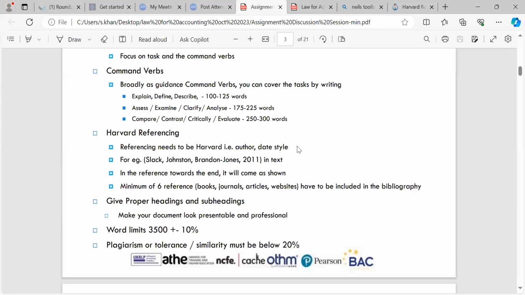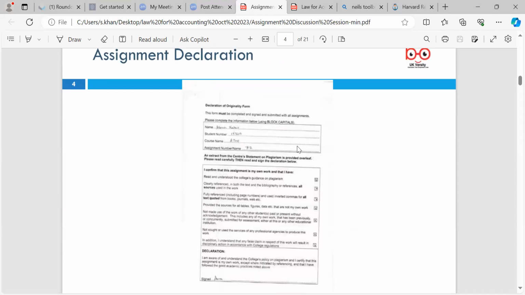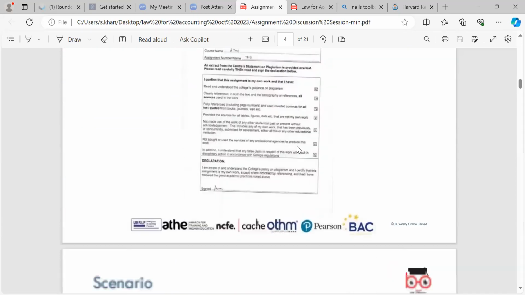As I mentioned earlier, referencing needs to be in-text, author and date only in brackets, okay? And it's given you an example: Slack, Johnston, Brandon-Jones, 2011. And then in the reference list towards the end, it needs to be the full citation. Minimum of 6 references have to be included in your bibliography. Give proper headings and subheadings. Like I said, if it's task 1, make sure you identify it as task 1. Make your document look presentable and professional. So the structure needs to flow, okay? Word limit 3,500 plus 10% flexibility. And plagiarism, make sure you reference all your work, as plagiarism is a big thing, because you sign an assignment declaration to confirm that the work you are submitting is your own.